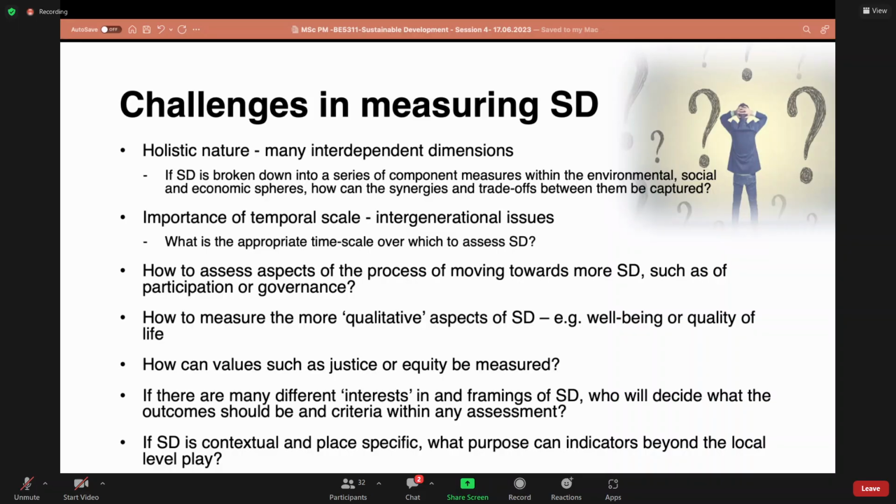And then there are qualitative aspects of sustainable development. Say things like quality of life, well-being. So how do you then measure those things? Or things like justice, equity. So are those things that you can accurately measure?